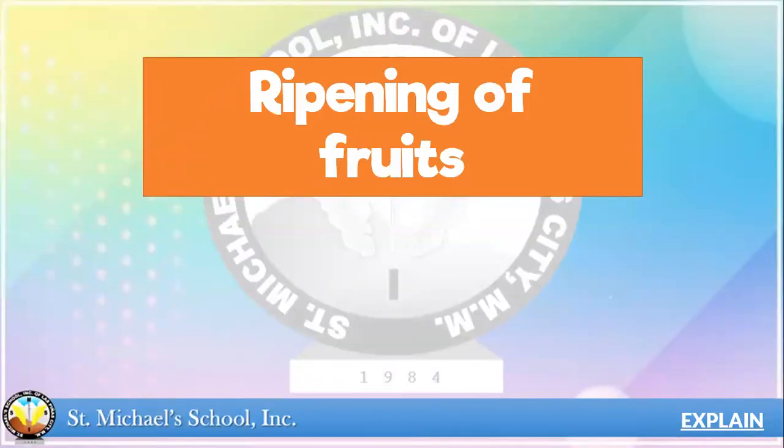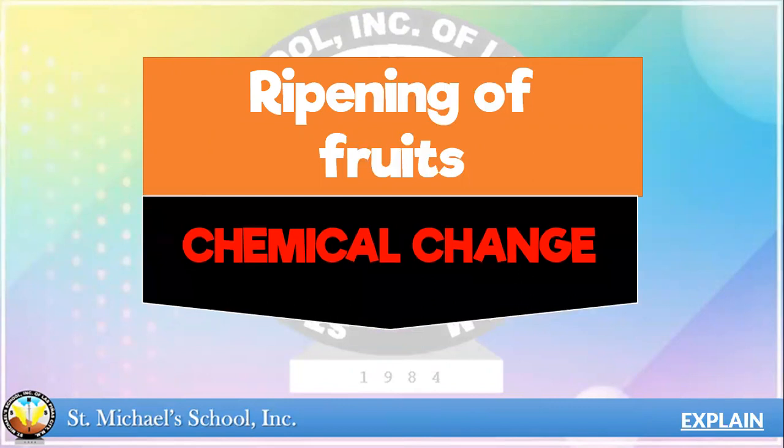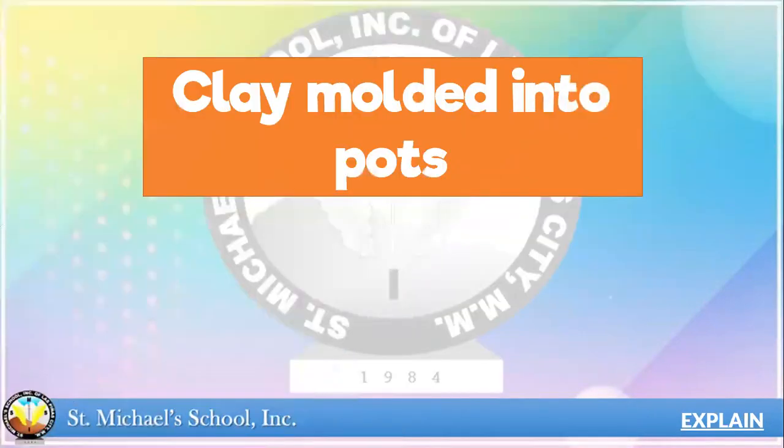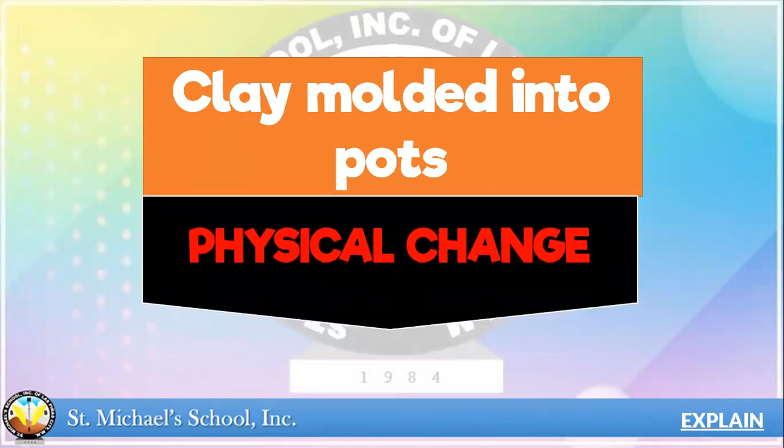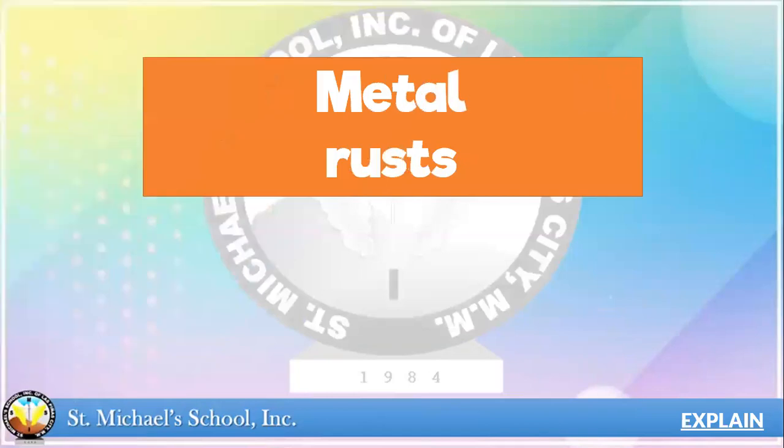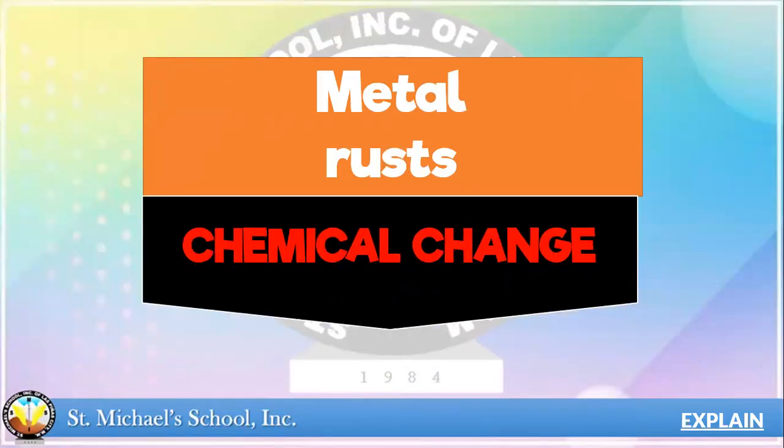Ripening of fruits, it's a chemical change. Clay molded into pots, also a chemical change, physical change, sorry. Metal rust, chemical change.